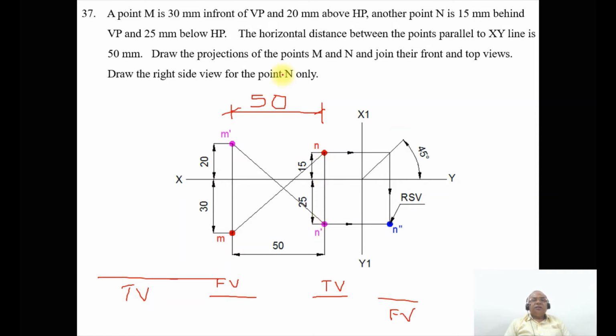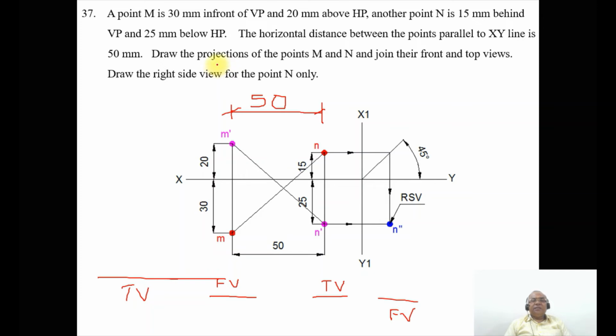Once you draw this, another point N is 15 mm behind VP. Behind VP always comes above XY line. So from XY line you measure 15 mm and mark this point as small n. Similarly, 25 mm below HP. Below HP is always the front view, which comes below XY line. From XY line you measure 25 mm and mark this point as N dash.